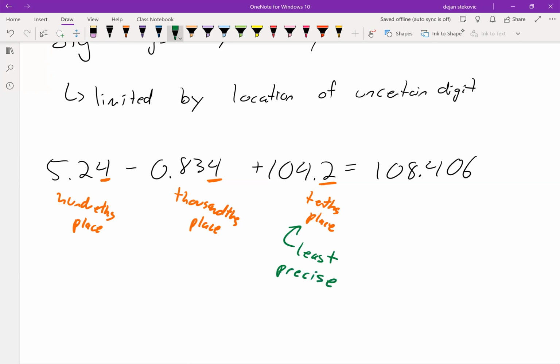And so our answer needs to go to that place as well. So in this case, our uncertain digit would be this 4. And so we would round that number. The number to the right of it is a 0, so that'll stay as a 4. And your final answer will be 108.4. Again, what we care about is the location of our uncertain digit. It has nothing to do with the number of sig figs.